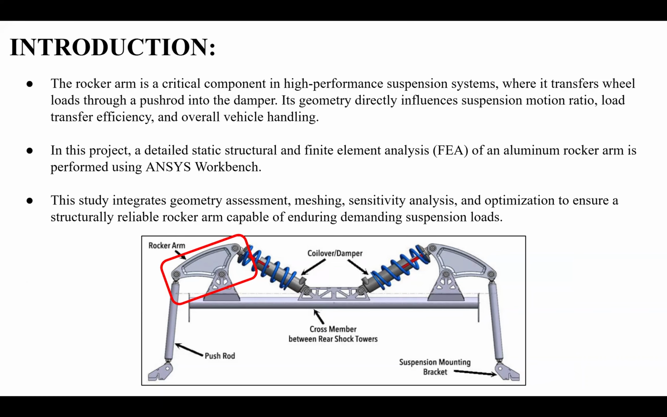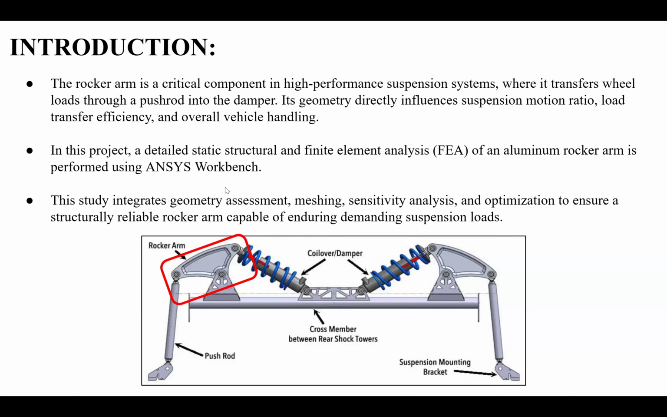Introduction. A rocker arm is a critical component used in high-performance suspension systems, which transfers load from the wheel through the push rod and then into the damper. In this project, we use ANSYS Workbench to perform detailed static structural and finite element analysis. This study integrates geometric assessment, meshing, sensitivity analysis, and optimization to ensure a structurally reliable rocker arm.